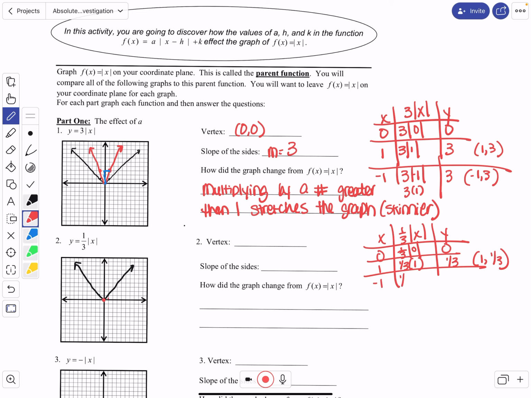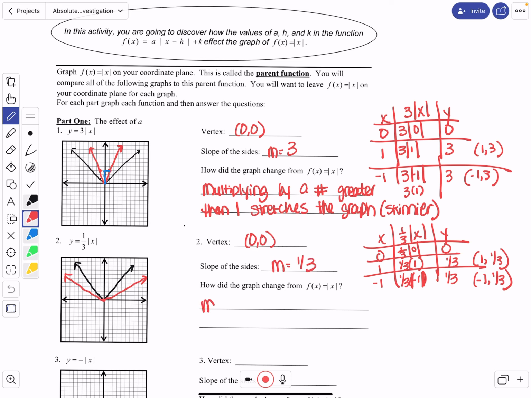And if we do -1, that's supposed to be absolute value. Of course, that's going to turn into a +1. +1 times 1/3 will be 1/3. So then our coordinates would be -1, 1/3. So on the same side over there. So this graph is going to look more like this. So our vertex still stayed at 0, 0. Slope of the sides, this time we went up 1/3 and over 1. So our slope is 1/3.